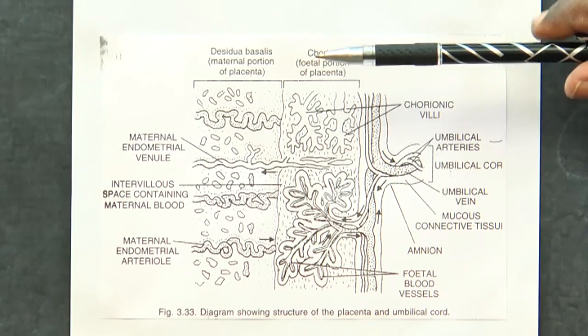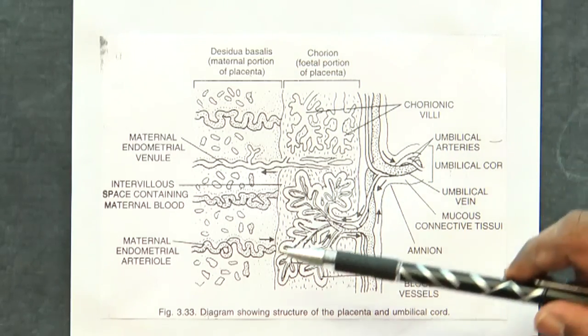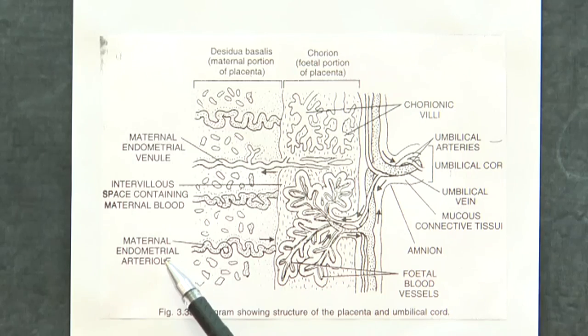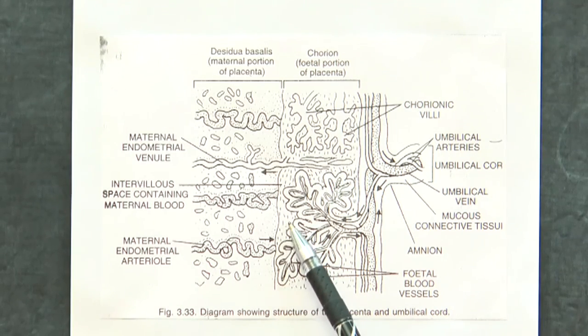First let us see the maternal part. Here, the maternal endometrial arteriole passes through these tissues, and here it empties its blood in this area.